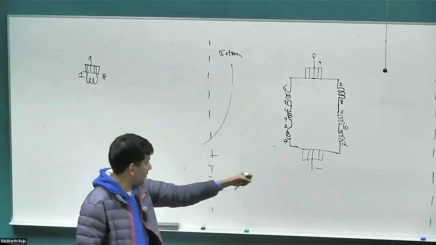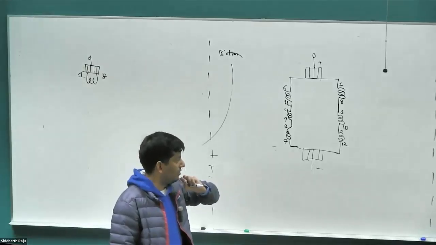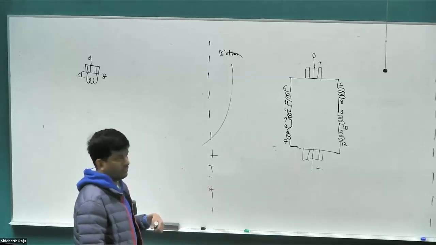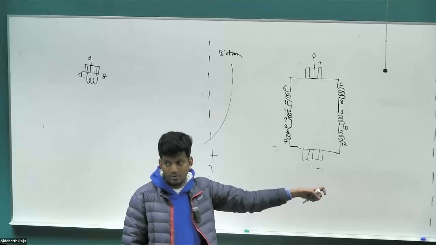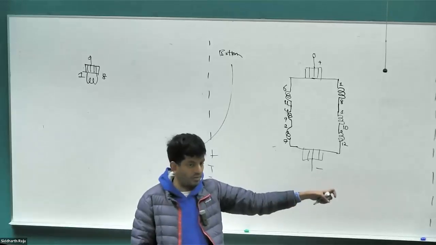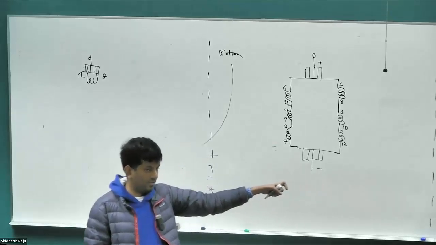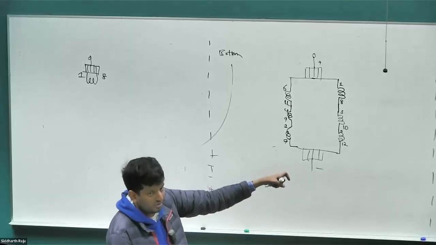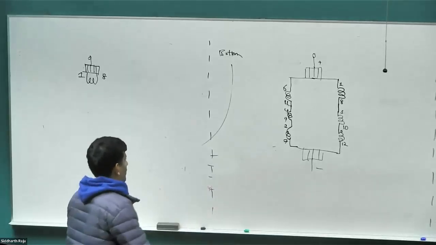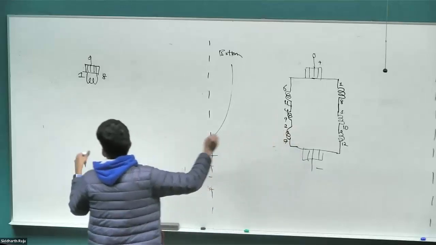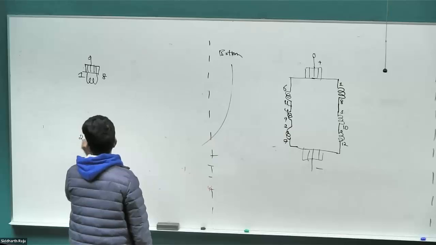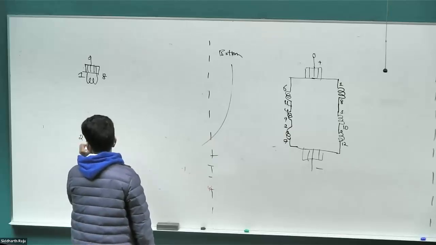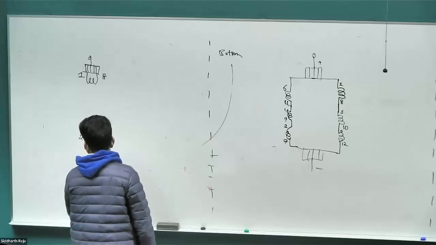And then for the other commutator, what is being shorted? C4, C5. C1, C2 is being shorted by the brush, and C4, C5 is also being shorted by the brush. What two conductors is it shorting? 2 and 7. 2 and 7. So you can already see the pattern coming out. Okay, so we have 2, 7, and now the brush is shorting these two.